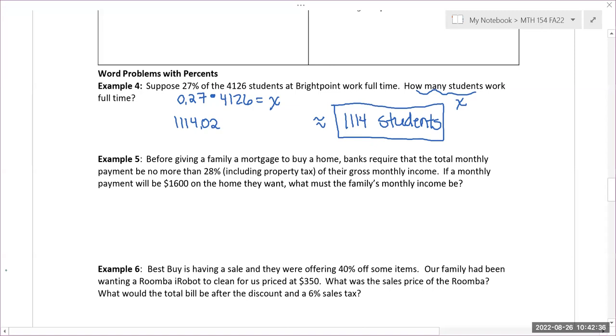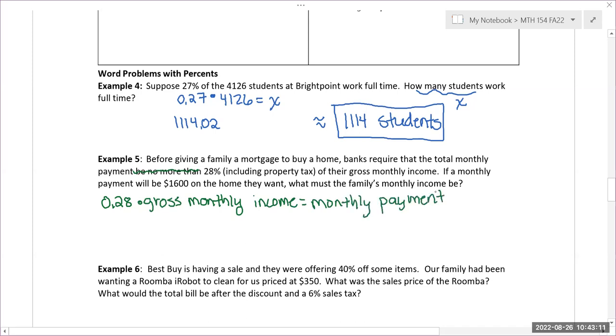Okay, so for this example 5, before you're giving let's look at what we need here. You are required to have the total monthly payment be no more than 28% of your gross monthly income. All I'm doing is writing what they've told me. And that could be your monthly payment. So let's see what they gave us next. Okay, if the monthly payment can be $1,600, what was the family's income?